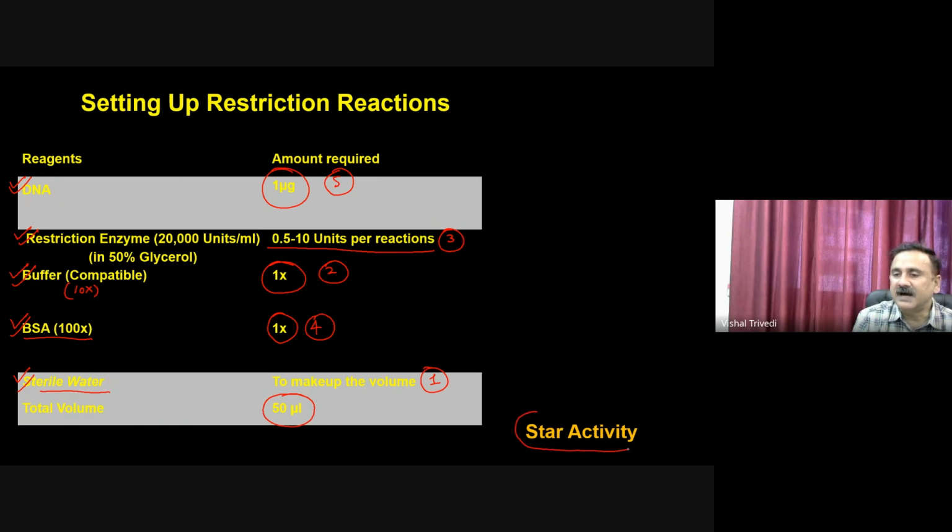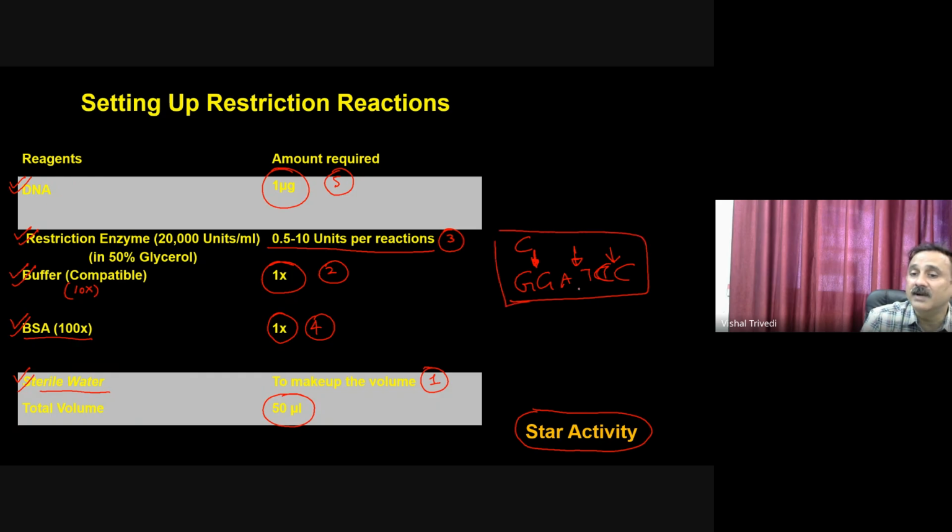Now, what is meant by star activity? Some restriction enzymes, for example, if you have a restriction enzyme which is going to cut GGATCC, right? It is supposed to cut after G, and the same for the complementary sequence, right? So it is supposed to cut after G. But in some conditions, when it is not recognizing the G, it is going to cut here, it is going to cut here. So it is not going to cut as per its documented restriction sites. This kind of aberrant activity is called star activity.